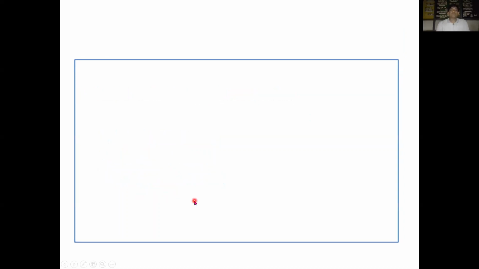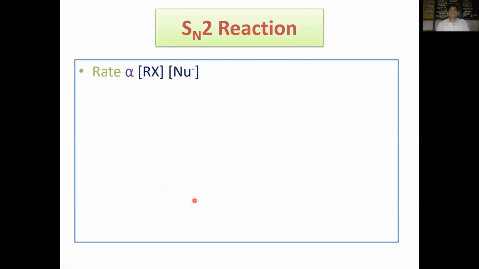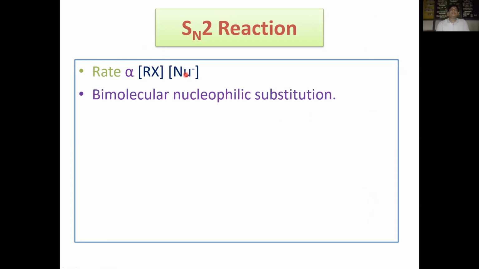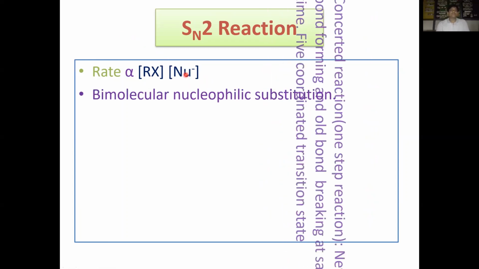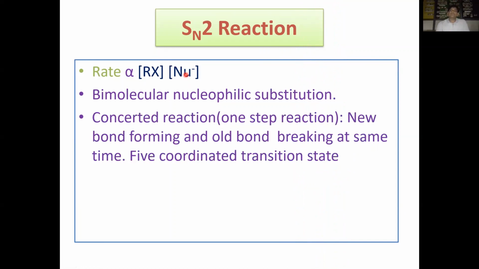Let us take the SN2 reaction. Here two means there is participation of two reactant molecules at the rate determining step. That's why the rate of the reaction depends on both the concentration of alkyl halide and nucleophile, and it is a bimolecular nucleophilic substitution reaction. It follows a concerted mechanism. What is the meaning of concerted mechanism? Bond breaking and bond formation take place simultaneously, which means it is a single step reaction. There is formation of a five-coordinate transition state. There is no intermediate.